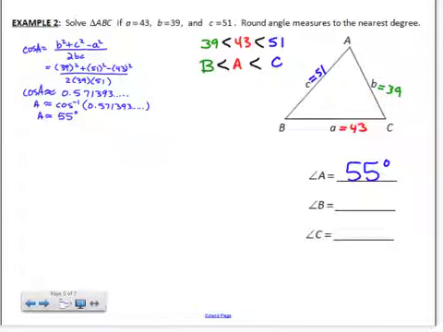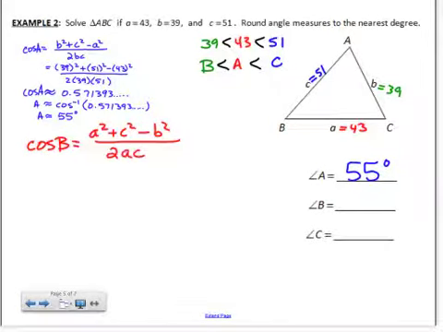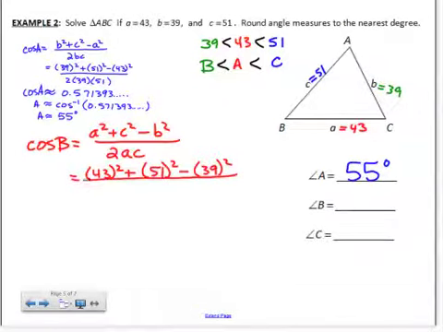Okay, so we're going to go ahead and solve for the cosine of B. Now, which sides would make up angle B? A and C. So we're going to have A squared plus C squared minus B squared over 2AC. See how that works? So we've got A squared, which is 43 squared, plus C squared, which is 51 squared, minus B squared, which is 39 squared, all over 2 times 43 times 51. That equals, once I plug it into my calculator, the cosine of B.